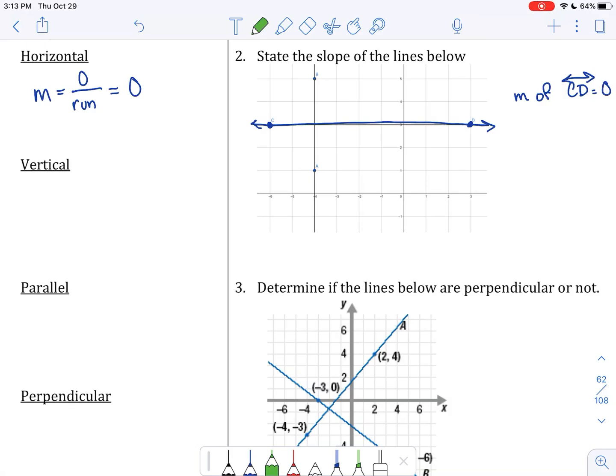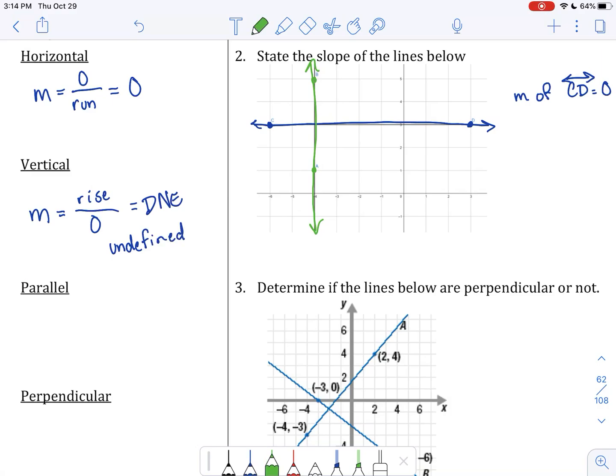Now, a vertical line, like we see here with AB, has no run, but it always has some rise. It's going up. So in this case, our rise is however far the distance between those points is, but the run never goes left to right. And as we hopefully remember, this is DNE. It's undefined.